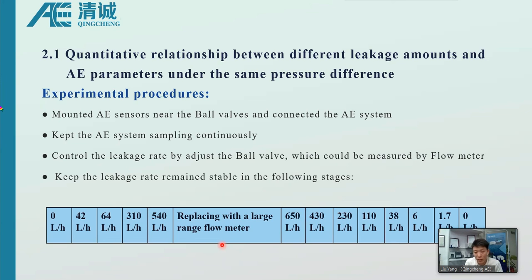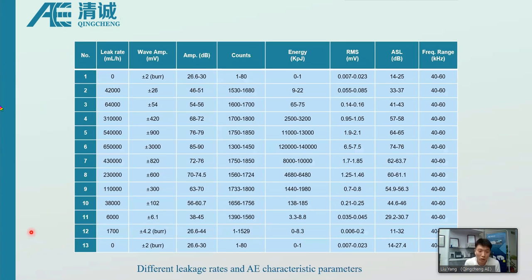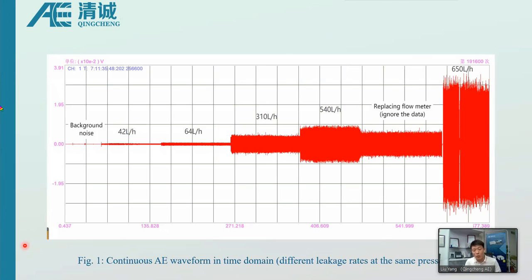So we go on to the experiment. After sampling, here's what we get: all the parameter data along with the leakage rate. As we can see here, it becomes bigger, and then the other parameters go down. It's the same change. In this picture, this is the waveform, a part of the waveform, the increasing part.